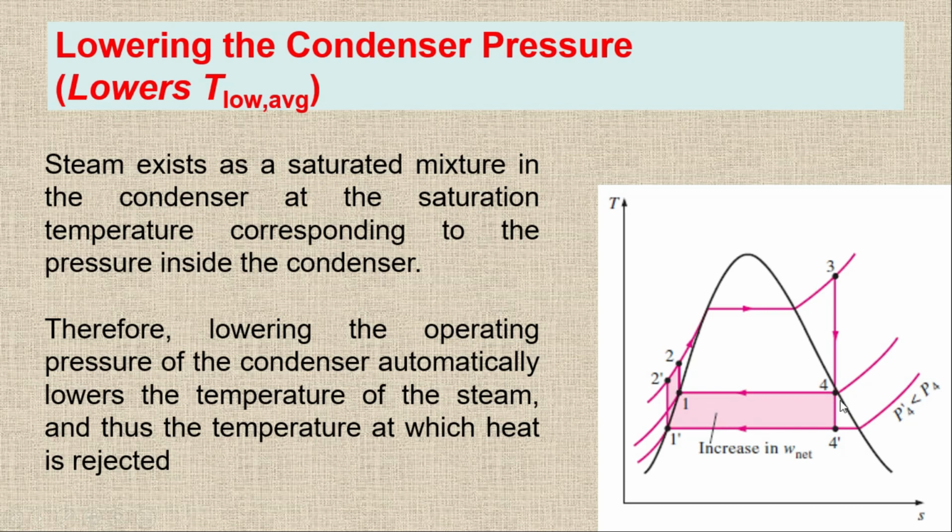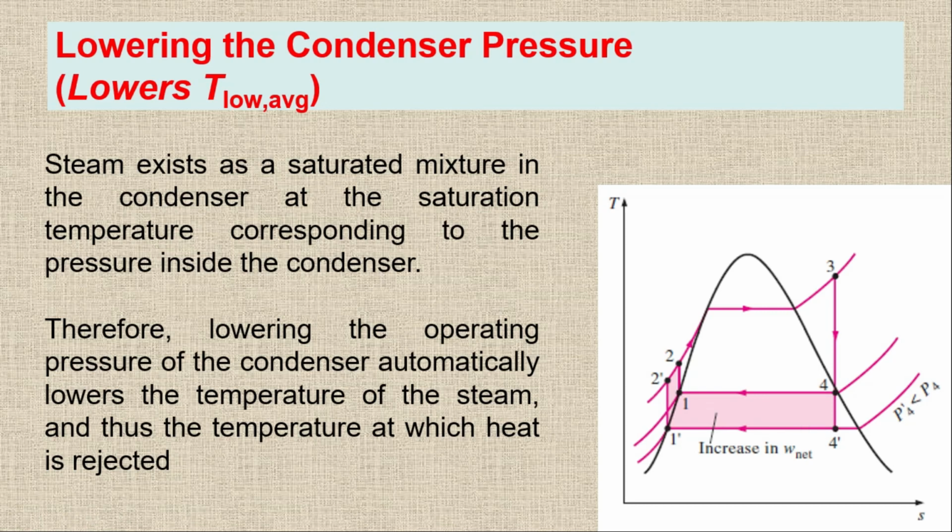We are getting some work here, which is 4 to 4 dash, and we have to increase some heat input, which is somewhere here, but this increase is very small compared with this gain. So the gain is more, the increase in heat input is less. Thus the overall effect of lowering this condenser pressure is an increase in the thermal efficiency of the cycle.